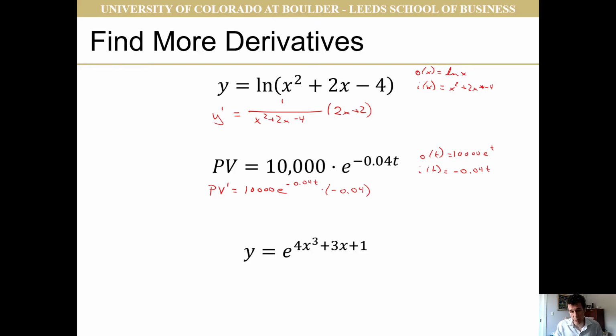And the last one, e to the (4x cubed plus 3x plus 1). The outer function is e to the x. The derivative of e to the x is e to the x, so that's e to the (4x cubed plus 3x plus 1). The inner function is 4x cubed plus 3x plus 1, so we're multiplying by 12x squared plus 3. Remembering the parentheses, you can see it here, you can see it in this first one. Remembering the parentheses is really important.